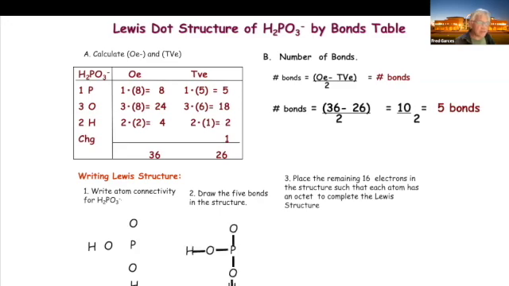What you guys are going to do now is subtract 10 from 26. Why 10? Because the 5 bonds make up your 10 electrons, and you've already used 10 electrons in this structure right here. So from the 26, you have to subtract 10. That leaves 16. 16 divided by 2, 8 lone pairs. Without writing the structure, I know it's got to have 8 lone pairs.